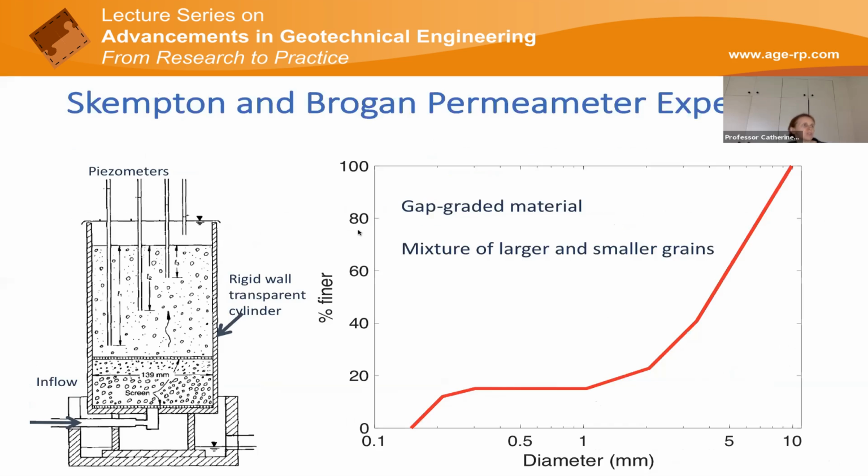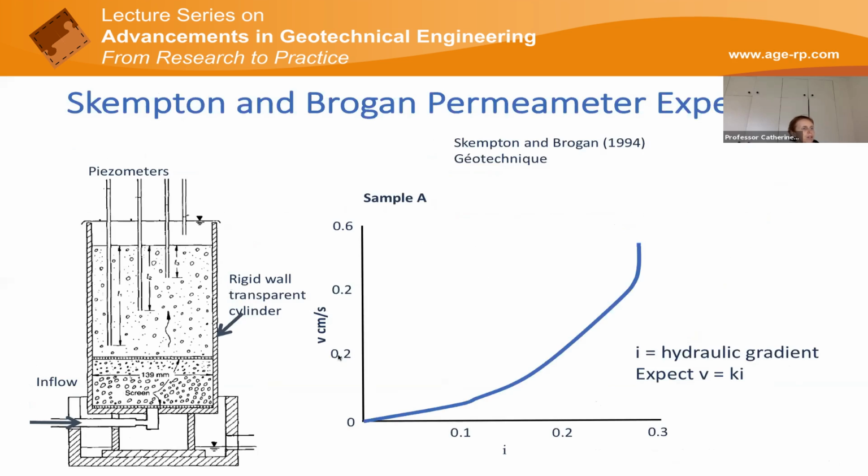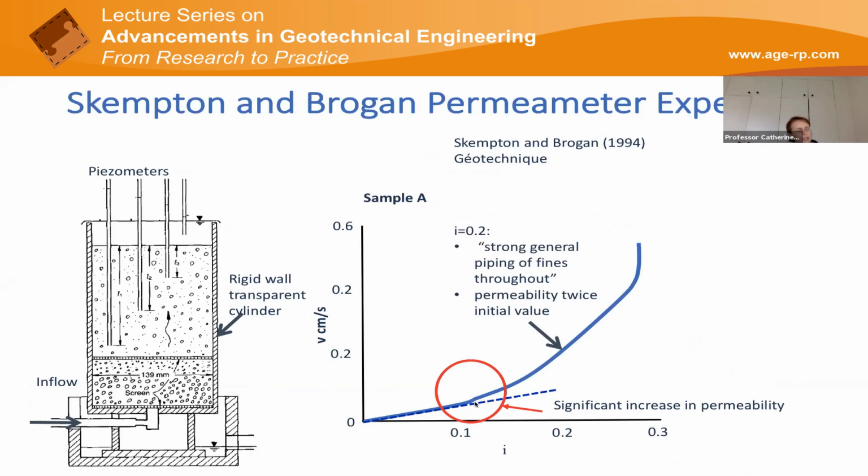So some key work on this was done by Skempton and Brogan working at Imperial in the 1960s. They did gap graded material. They put it into a rigid wall permeameter, and they had water flowing up through the material. And they plotted the discharge velocity, or the flow per unit area, against hydraulic gradient. Now, if this material was to obey Darcy's law, we'd expect this to be linear. But at a hydraulic gradient of 0.1, we start to see a deviation. And this doesn't mean that Darcy's law is incorrect. They haven't done anything as dramatic as that. But what's happening is that at these very small hydraulic gradients, the finer particles are starting to move, and your permeability is changing.